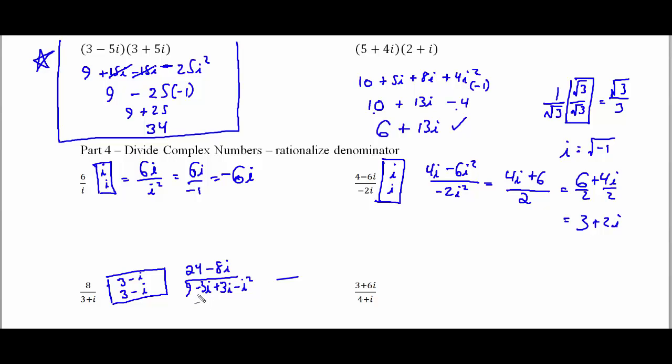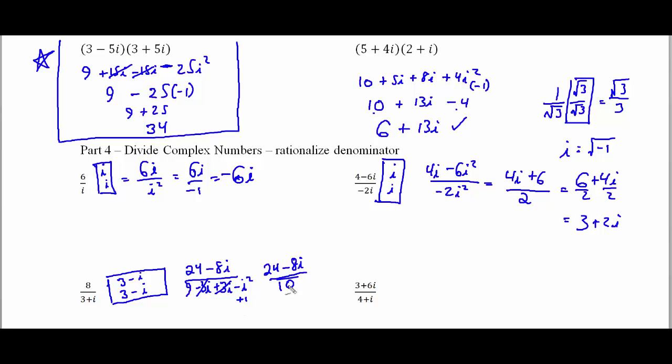Wow, so here's what we got. These simplify. 9 minus i squared is like saying 9 plus 1, because negative i squared is like negative negative 1, so plus 1. So here's what we have: 24 minus 8i all over 10.